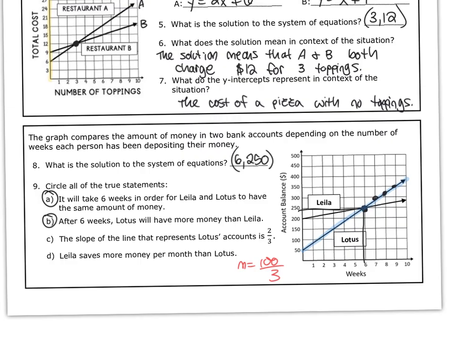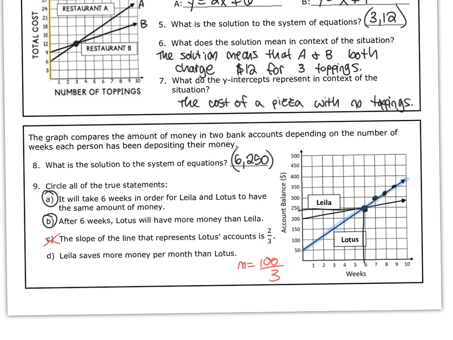But do you know where the 2 over 3 came from? It came from not paying attention to the labels on the y-axis, because this is actually an increase of 50, 100, right? It looks like an increase of 2 squares, and it is an increase of 2 squares, but each square represents $50, not $1. So the slope of her line is actually 100 over 3, not 2 over 3. So this one's not true.